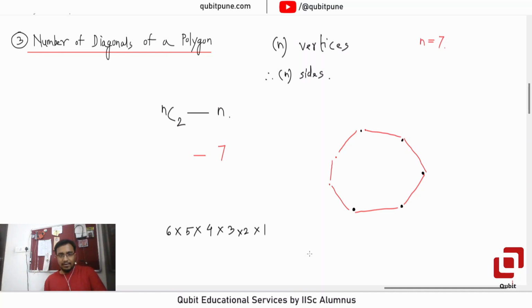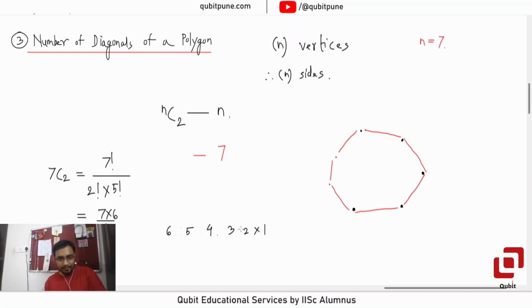So this is actually 6 factorial. Let's go to 7C2 now. Wait, 7C2 will be 7 factorial upon 2 factorial into 5 factorial. Wait, I think I have made a blunder here. This has 6 options, 1, 2, 3, 4, 5, 6. That's right. I think I have forgotten something. I should have added these. Wait.